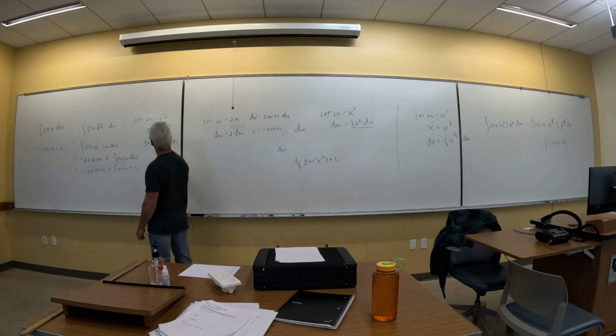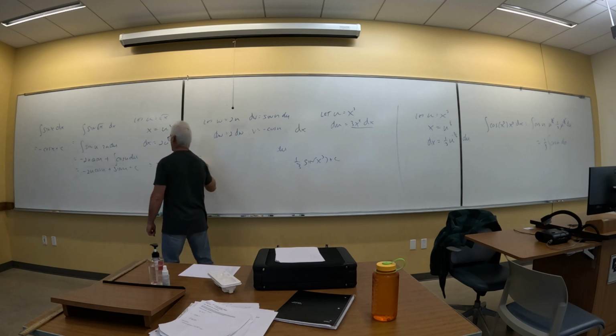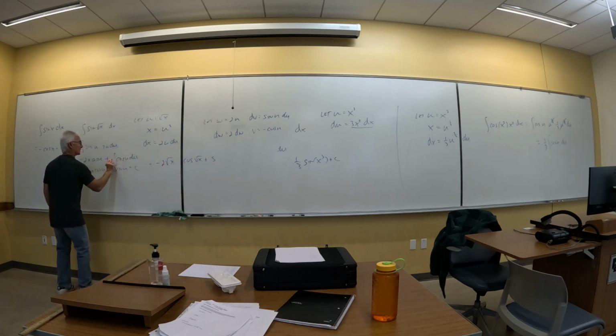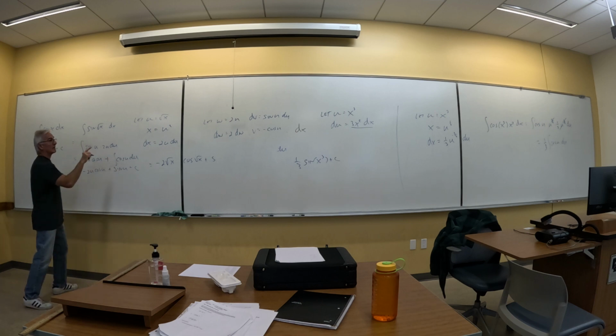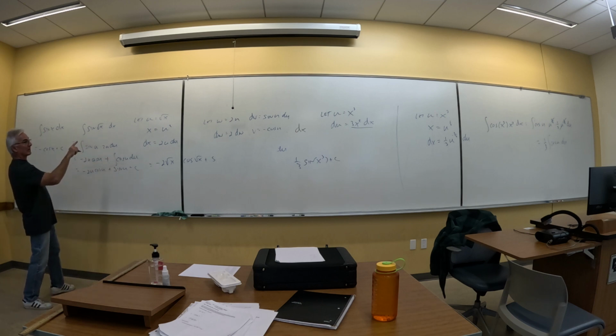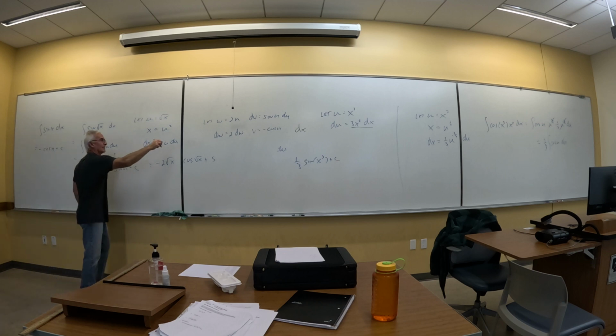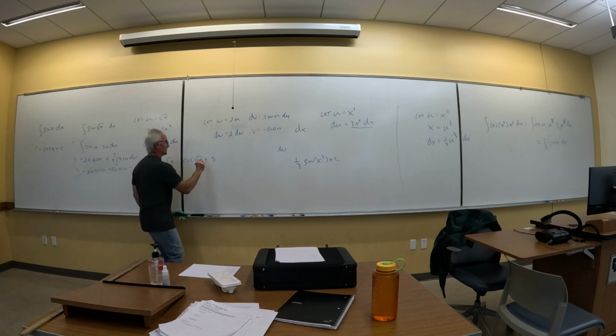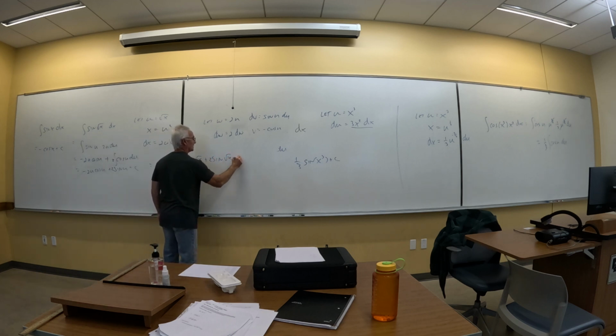Negative 2 square root x cosine square root x plus, I think I lost it. Sorry, I lost a 2 here. I think there's supposed to be a 2. Make sure that one gets there. So there's a 2 there. So plus 2 sine root x.